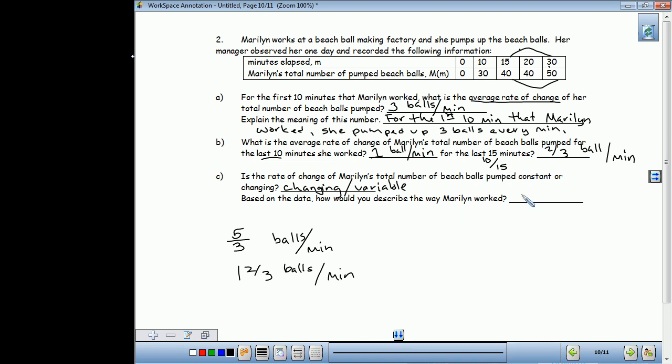Now, based on the data, how would you describe the way she worked? You can describe it a lot of different ways. You might say that she worked really hard to start with. The first 10 minutes, she worked really hard. She may have worn herself out a little bit. And then she slowed down. And then she had to take a break because she was just tired. And then she finished a little better.